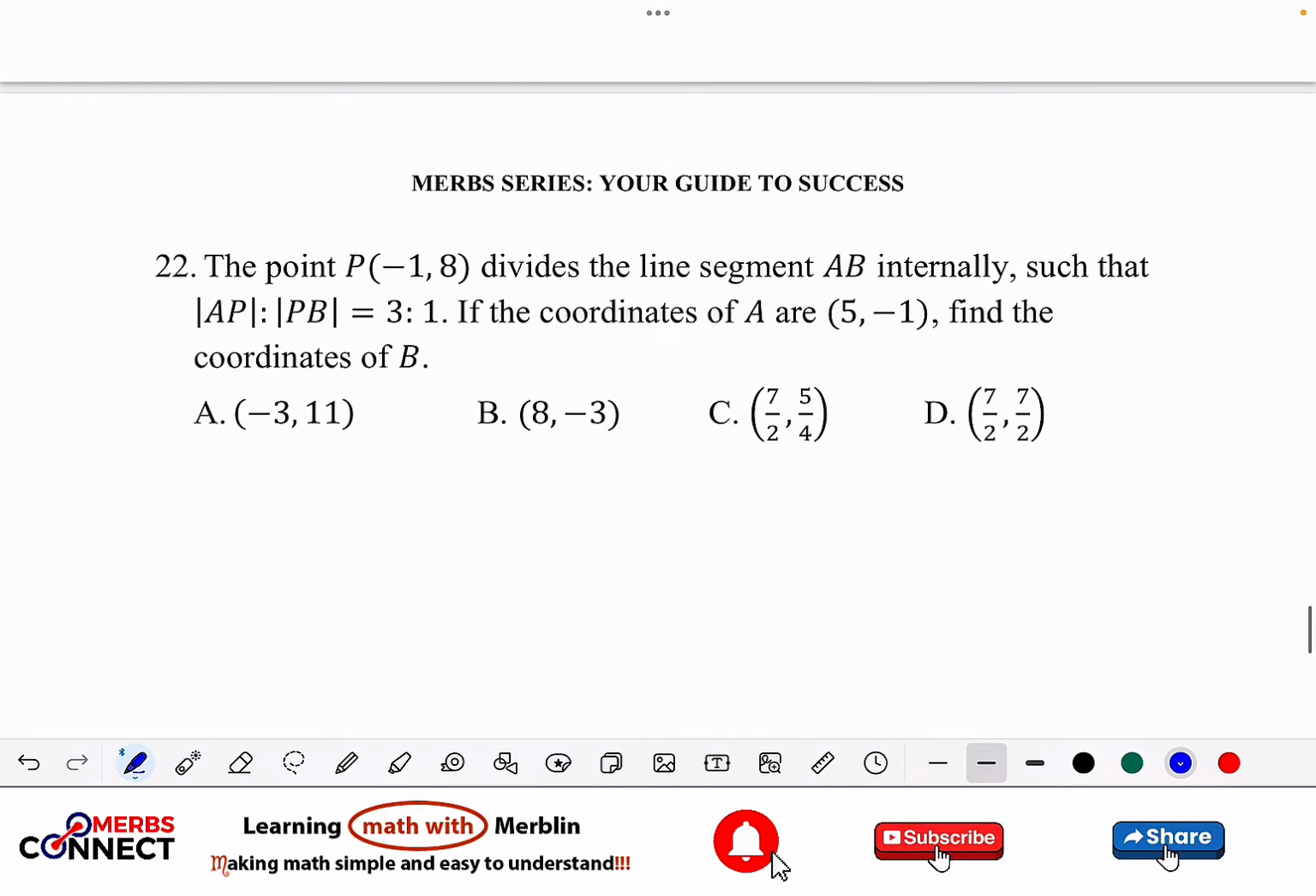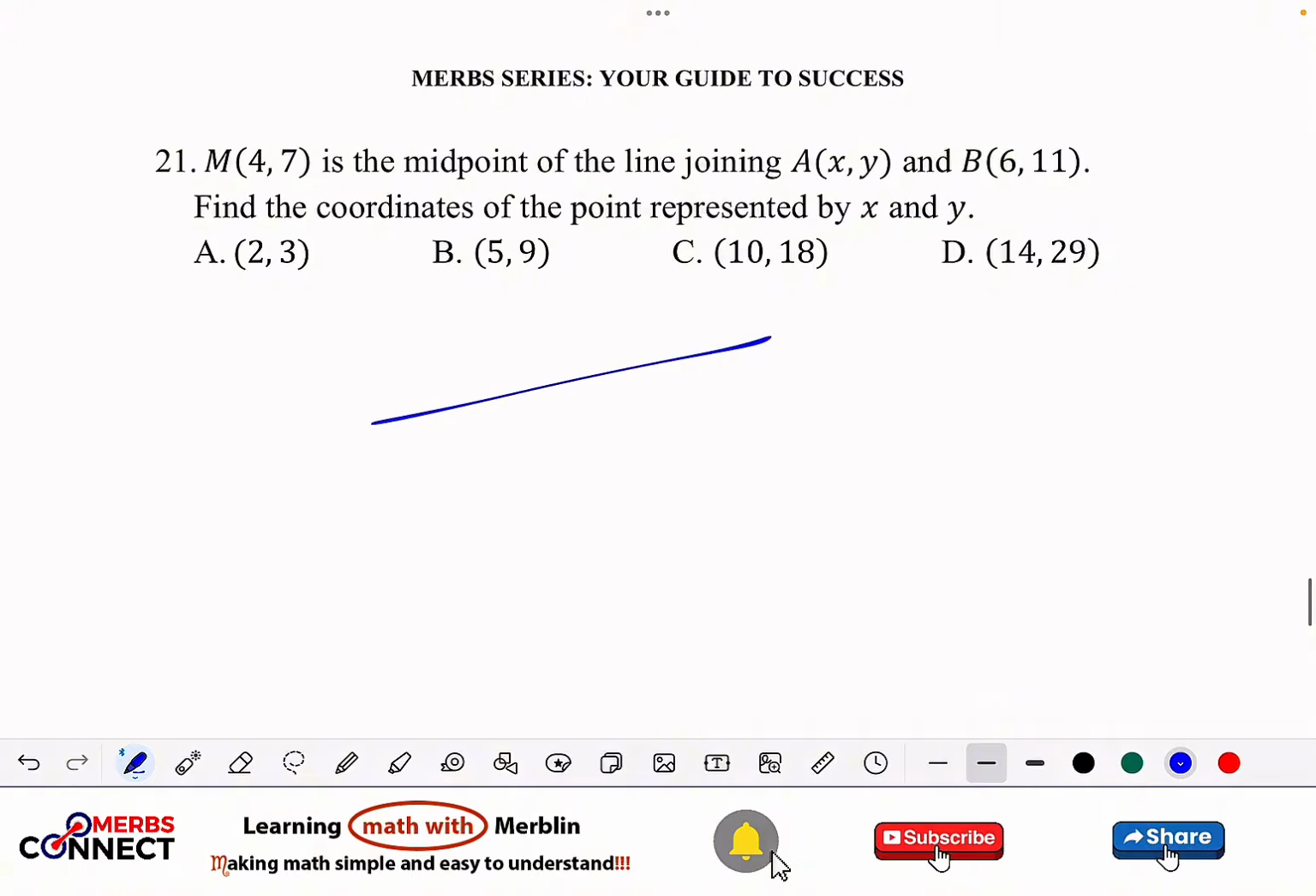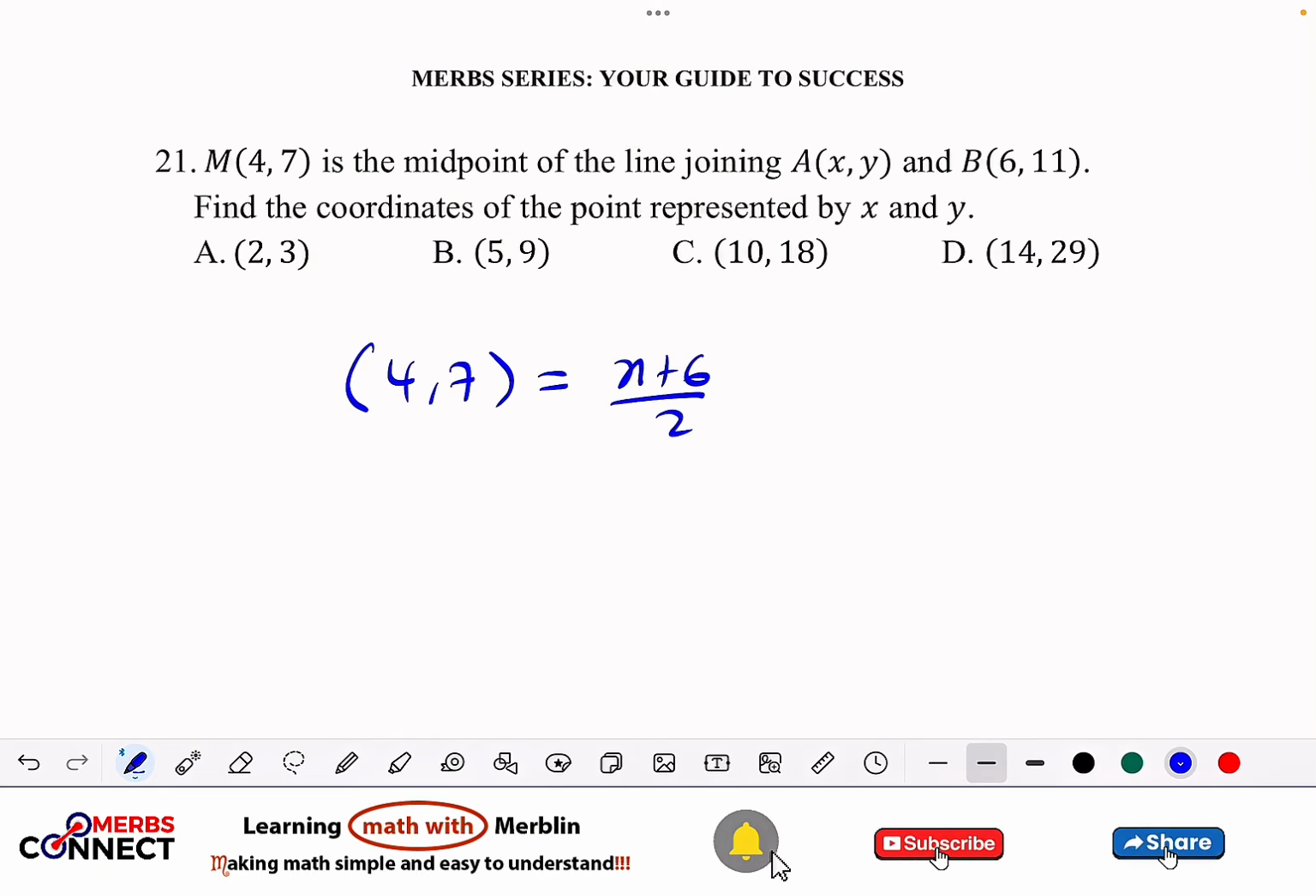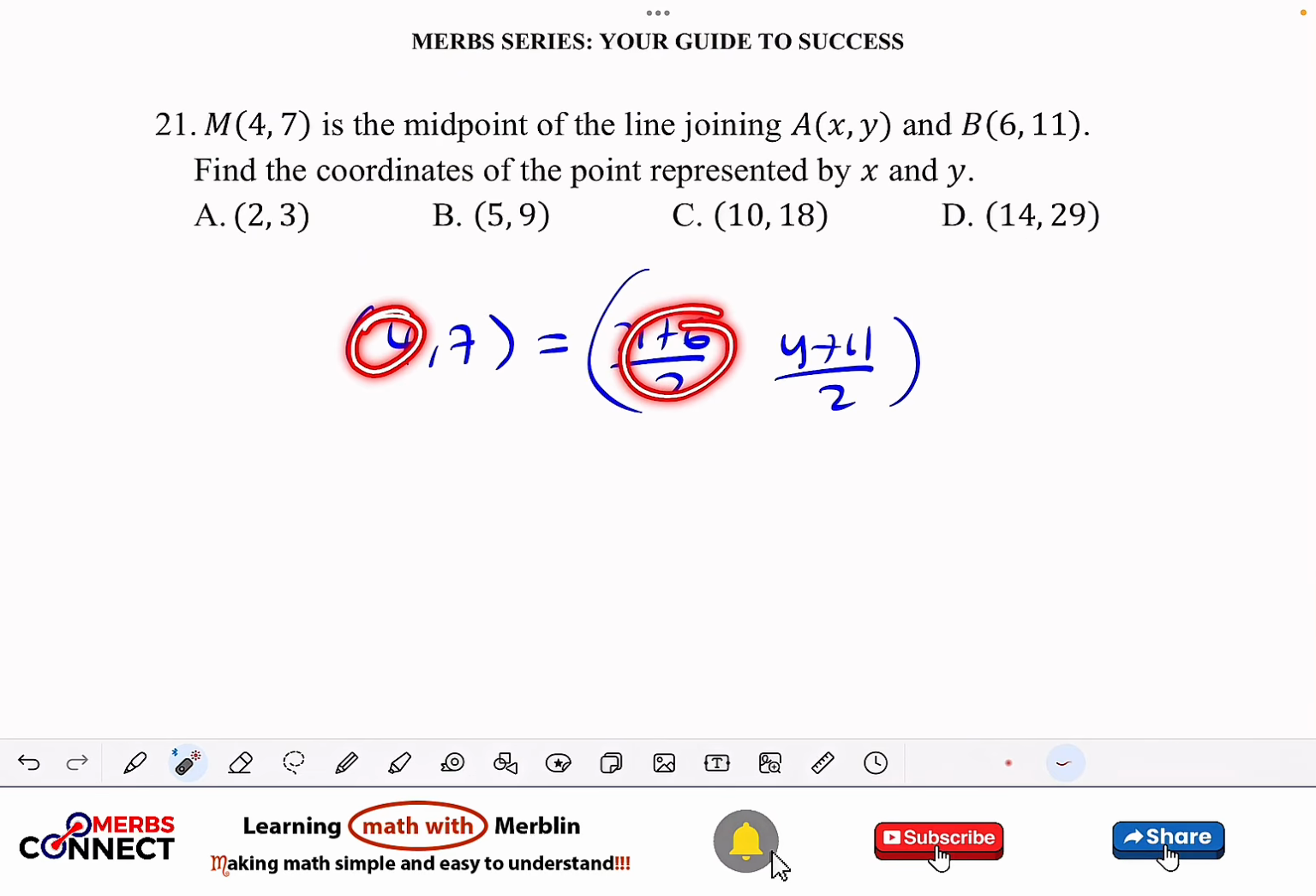Now let's look at, okay, I think I've given you one already. So let me just do it very quickly. I'm not going to write the formula down. So 7 is equal to x plus 6 divided by 2, and then y plus 11 divided by 2. So this is the midpoint, so this is equal to this.